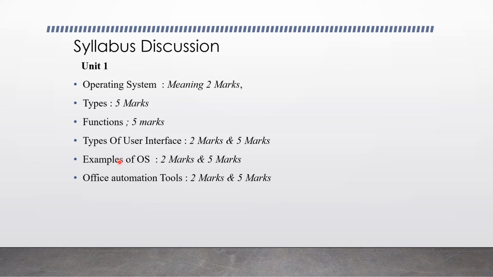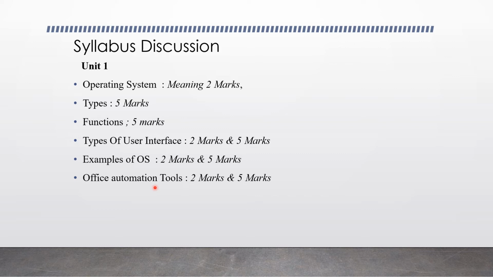And the next topic is examples of operating system. There are different examples of operating systems, like it might be Linux, it might be Chrome operating system, it might be iOS, that is Apple operating system. They might ask for those examples for 2 marks as well as 5 marks. And then finally, in the first chapter you need to understand different office automation tools, and they will also be asking 2 and 5 marks questions on that.